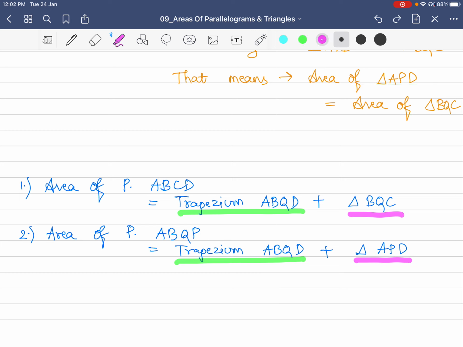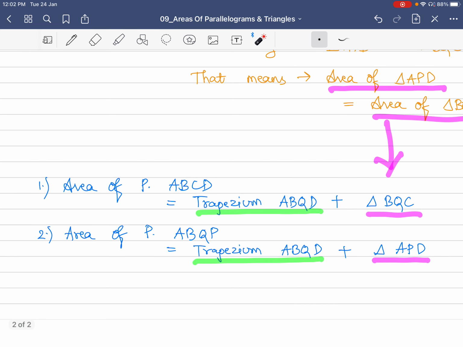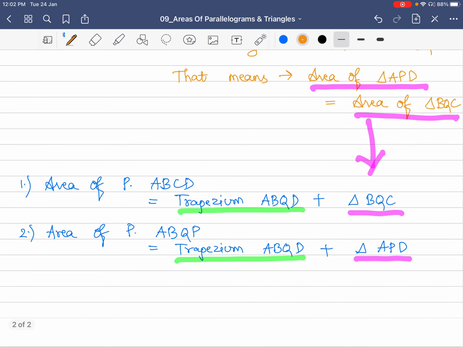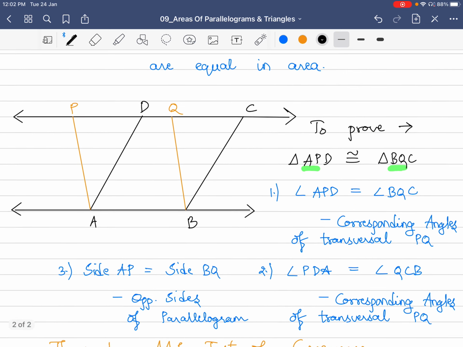In fact, let's use this highlighter. Yes, this point we are going to substitute here in this statement. So these two triangles are equal in area, and this is the same trapezium ABQD. And once again we conclude, thus, the area of parallelogram ABCD is equal to the area of parallelogram ABQP.